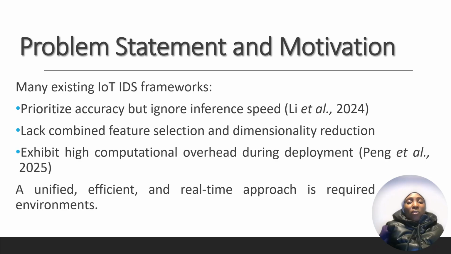From the review that was conducted, we noticed that many existing IoT IDS frameworks prioritize accuracy but ignore the inference speed. They also lack combined feature selection and dimensionality reduction. That is, most of them only do feature selection or only do dimensionality reduction. They don't hybridize the two techniques. They also exhibit high computational overhead during deployment. So a unified, efficient, and real-time approach is required in limited or low-resource environments.